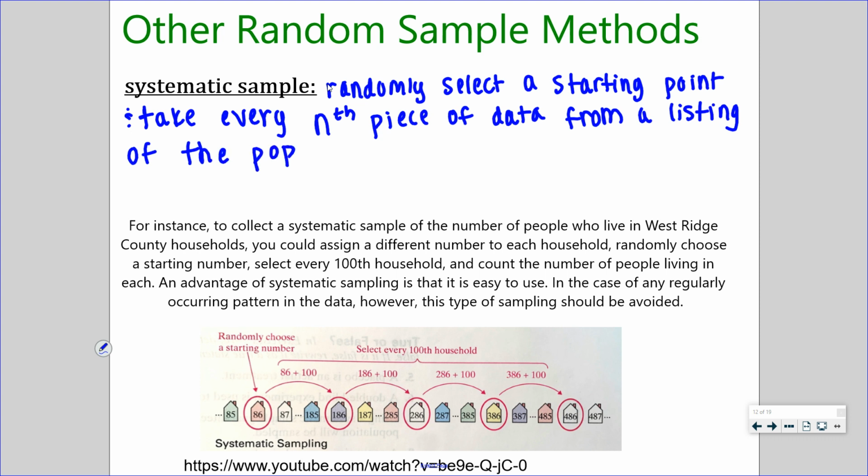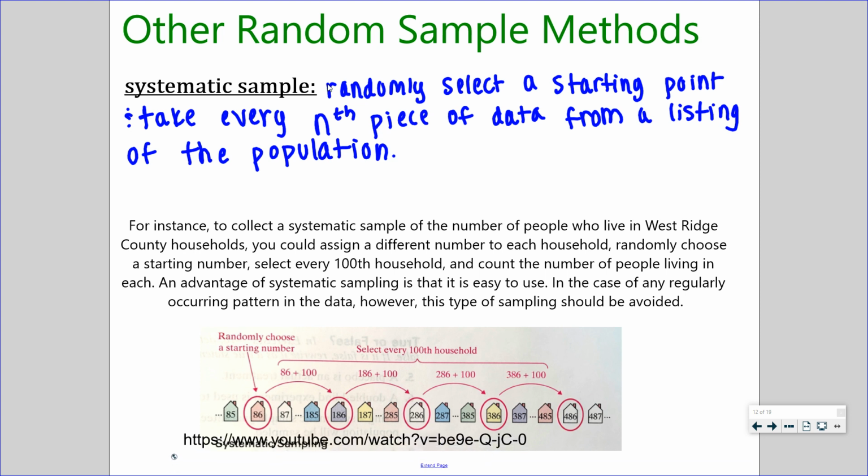So going back to our West Ridge County household example, I could just decide a random starting number, and maybe I could select every 100th house, is what this one says. So let's say I randomly chose to start at house number 86. To decide who's going to be my sample, I'm just going to do every 100th household, and there's my sample. Okay, so some sort of pattern. That's a systematic sample.